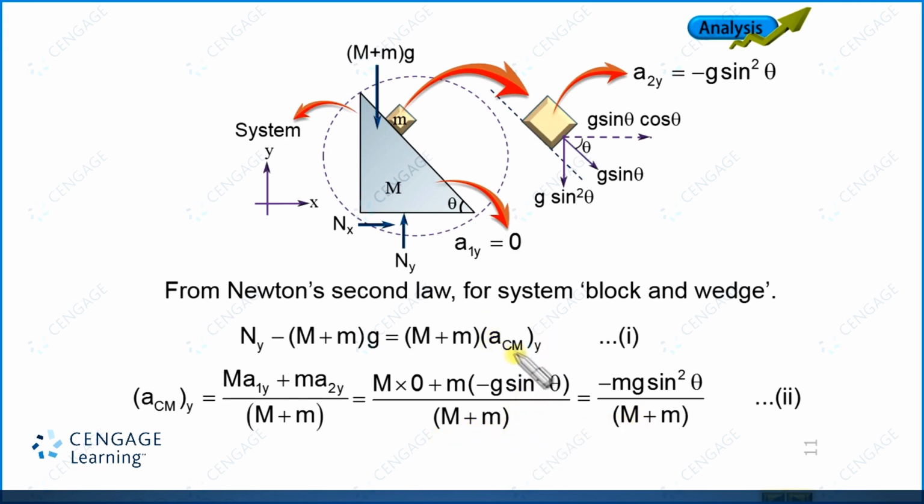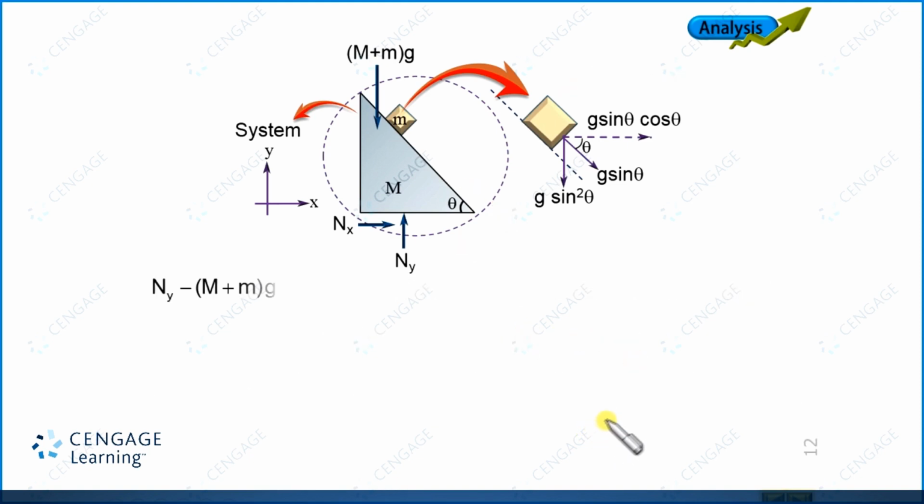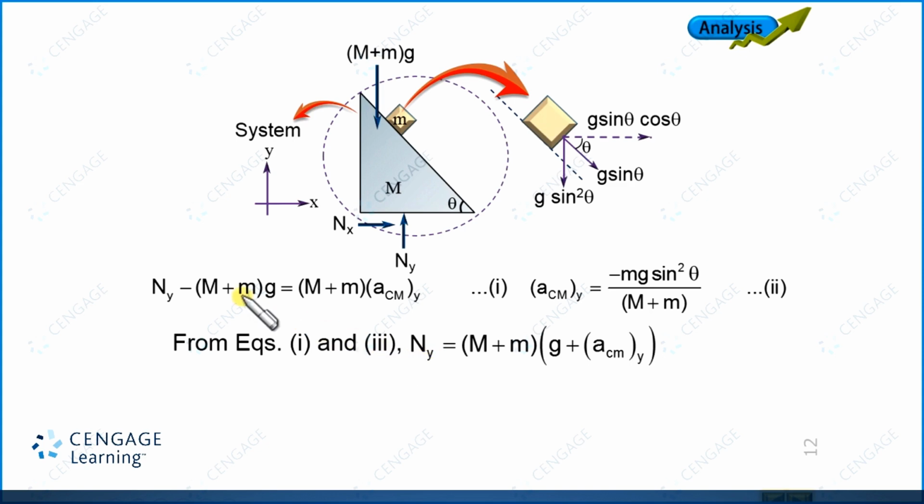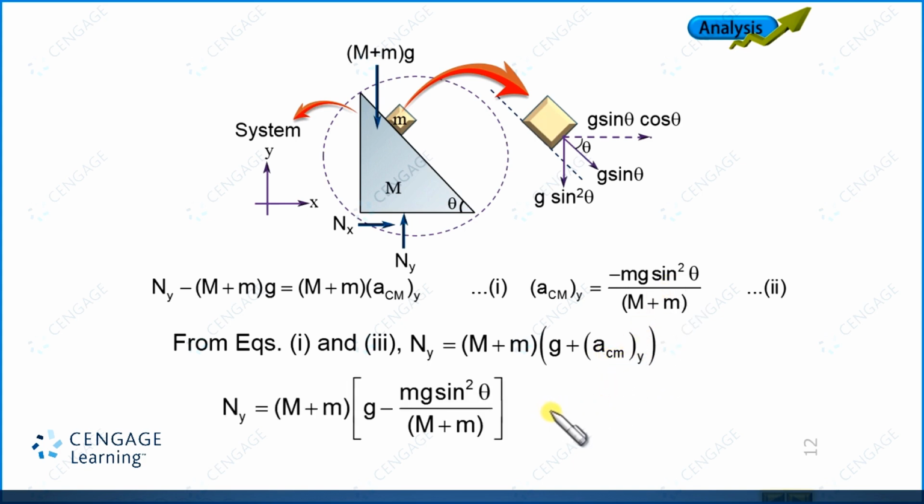Now let us substitute the value of the acceleration of the center of mass in equation number 1. This is equation number 1. Now we will substitute this value, right? This is minus mg sine square theta divided by (capital M plus small m). So let us solve this equation. We'll have Ny equal to (capital M plus small m) g plus ACMY. Now substituting this value, this finally gives (capital M plus small m) multiplied by g minus mg sine square theta. This is the reading of the weighing machine, or you can say the reading of the spring balance.